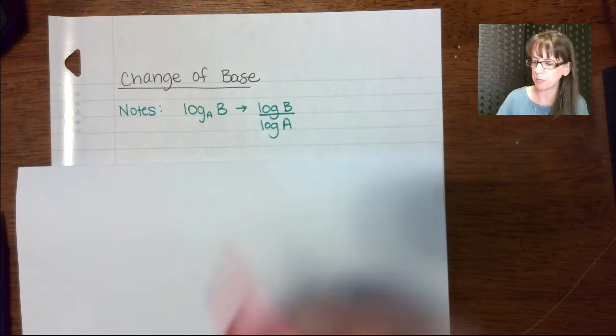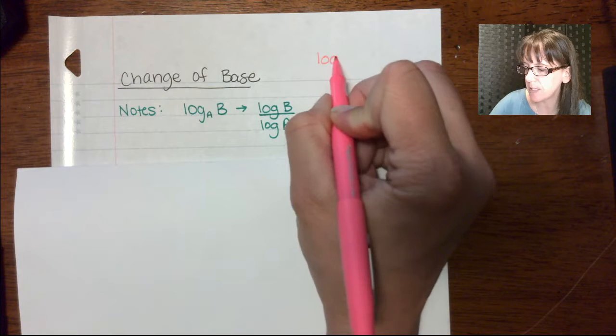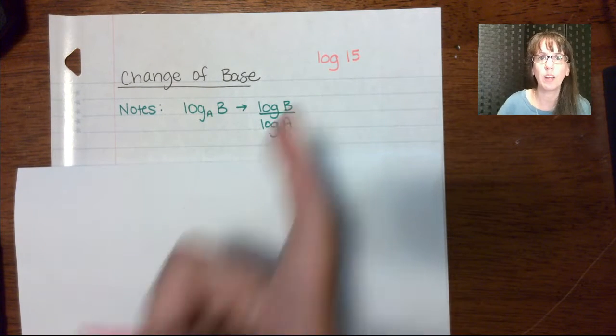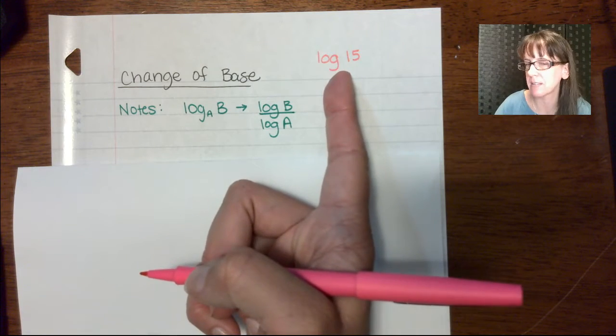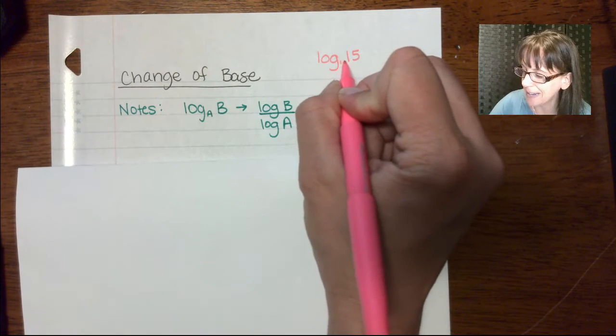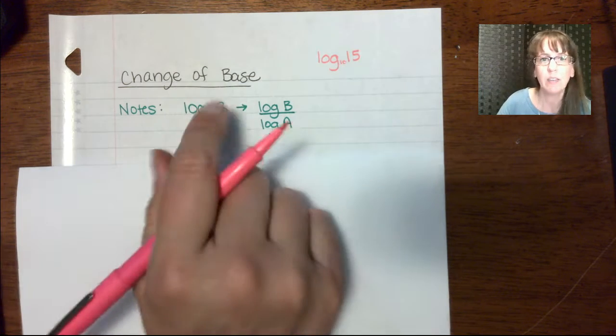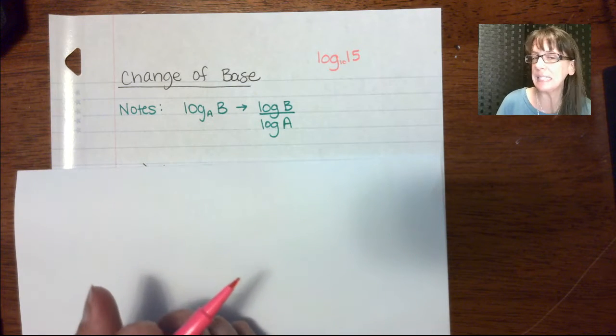Our base, remember in invisible math, you see something that looks like this, log 15. Part of our invisible math is if our base is not shown, it's assumed to be a 10, right? So we don't write the 10 in there. You can if you want, but it's not necessary. The only time we write a number in there is if it's something that is not 10.